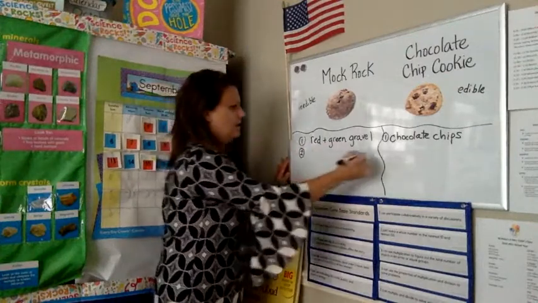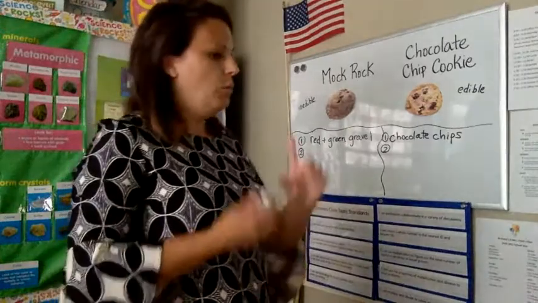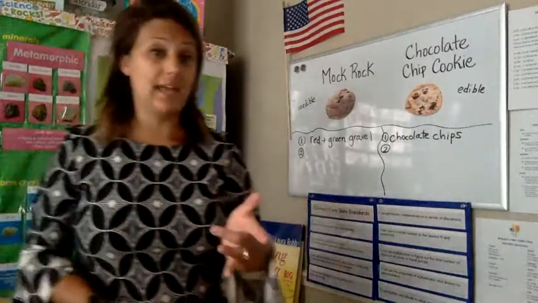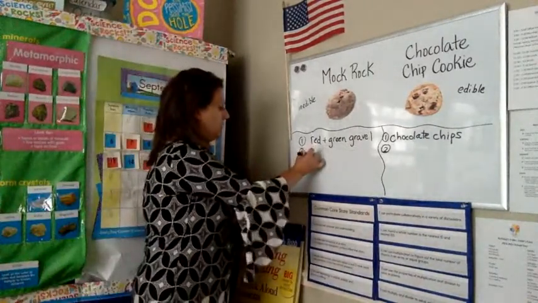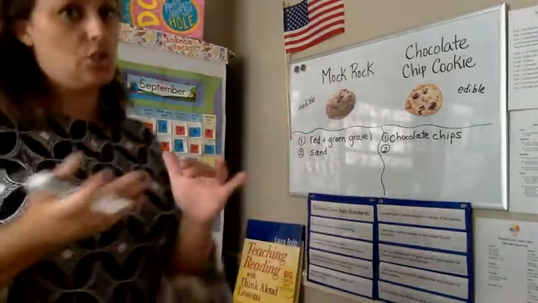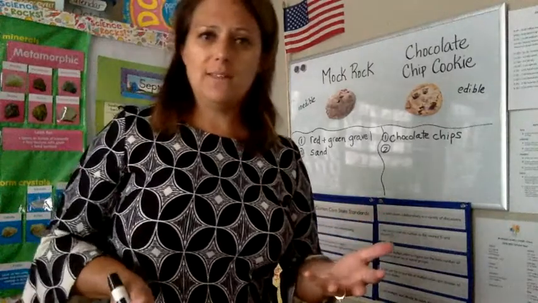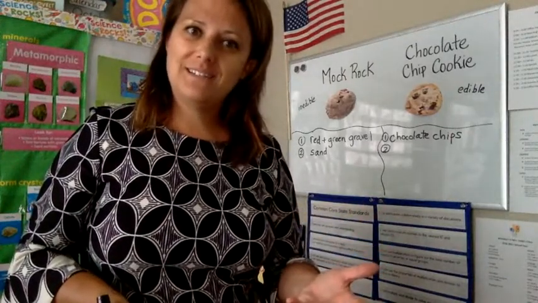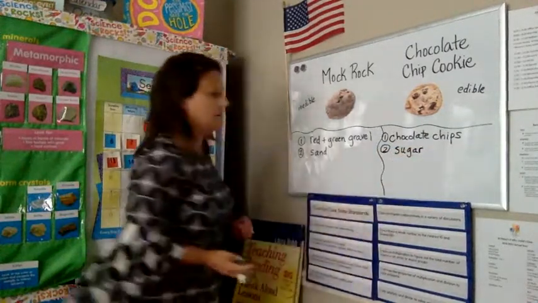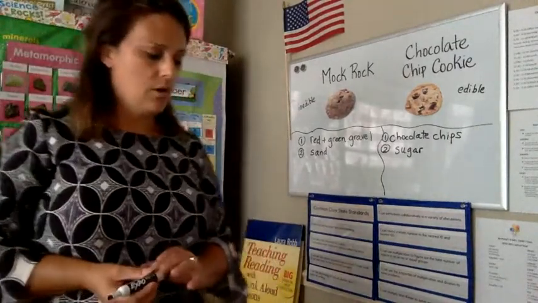What is another way that our mock rock and our chocolate chip cookie are alike? Well, we know that in our mock rock, from the ingredients that we could see, we had sand. So I want you to think of something for a moment that might be grainy. Obviously, we don't put sand in a chocolate chip cookie, but we do put something else that's edible and grainy at the same time and very sweet. You got it, sugar. Sugar. Very good.